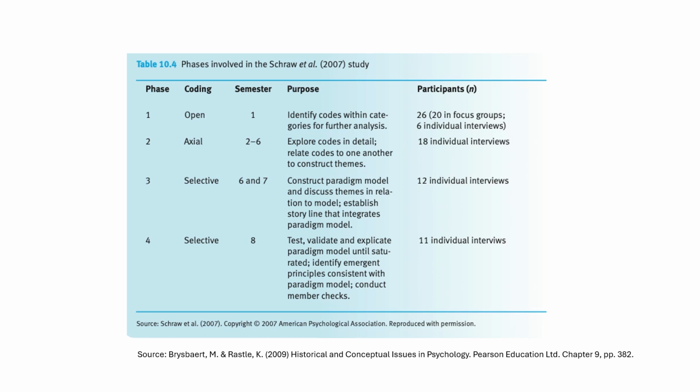So construct paradigm models and discuss the themes in relation to the model. What are the themes emerging? What is the model that we are looking at these themes through? What is the guiding framework that we will use to interpret this data and the emerging themes? And then you test and validate and explicate the paradigm model until all the explanations are exhausted and saturated. Again, for each of these progressive steps in coming towards this data, you will see a different number of participants are involved.